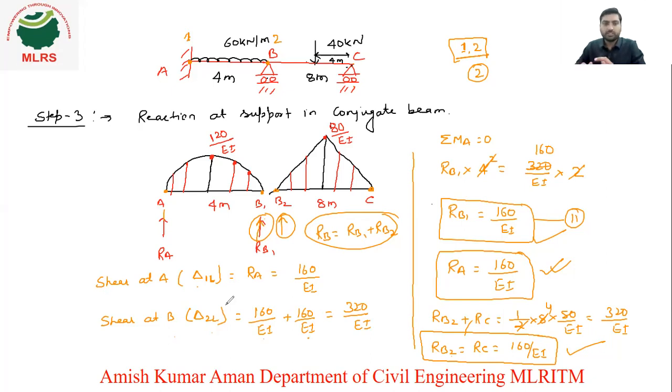Okay, so this is our step number 3. First step we did static indeterminacy. Second step, free bending moment. Third step, calculation of reactions by using this conjugate beam. Simple calculation, and by using that reactions value only we will calculate shear. So we have calculated the shear also. Now we will go for the step number 4.